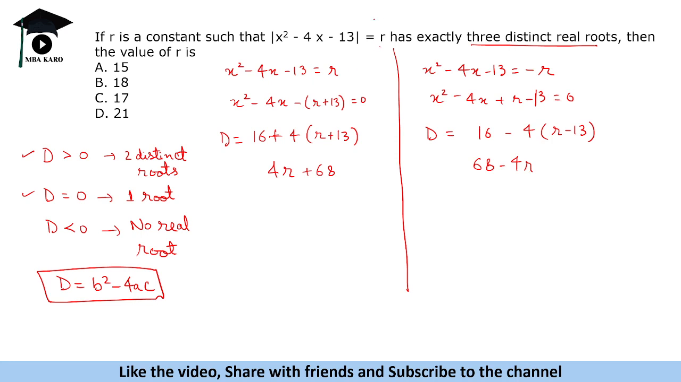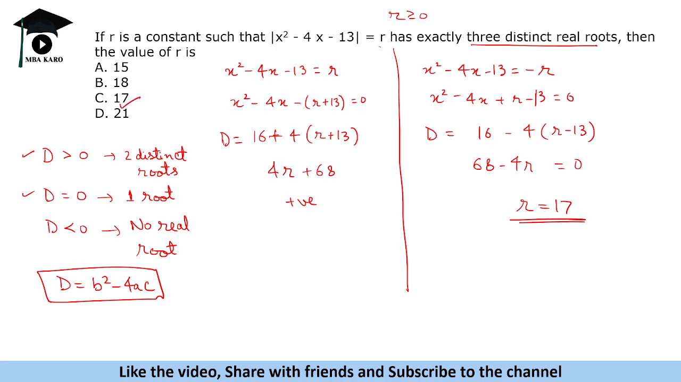Now we know that r is greater than or equal to 0 because it is a mod thing. Mod function is always greater than or equal to 0. So this is going to be positive only, right? This D cannot be equal to 0, so we can only have D equal to 0 in this case. If we substitute D equal to 0, we get r equal to 17. So at r equal to 17, this equation will have only one root, and this equation will have two roots. So there are a total of three roots. So the answer is 17.